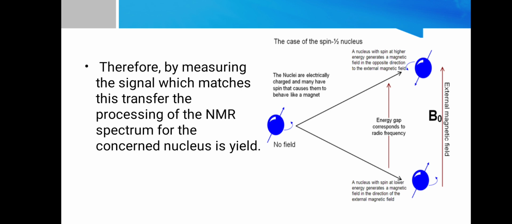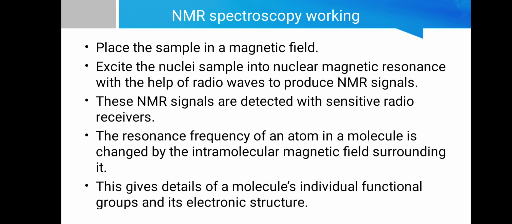So talking about the NMR spectroscopy working, place the sample in a magnetic field. Excite the nuclear sample into nuclear magnetic resonance with the help of radio waves to produce NMR signals. These NMR signals are detected with sensitive radio receivers. The resonance frequency of an atom in a molecule is changed by the intramolecular magnetic field surrounding it. This gives the details of a molecule's individual functional groups and its electronic structure.